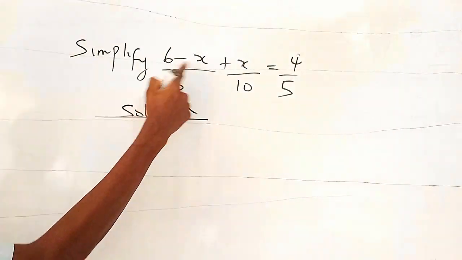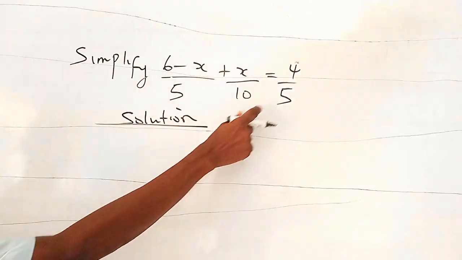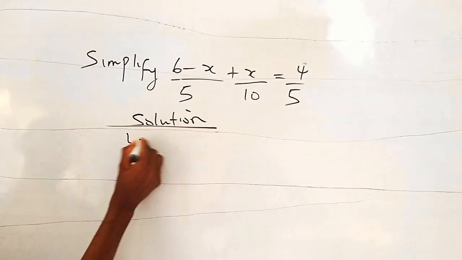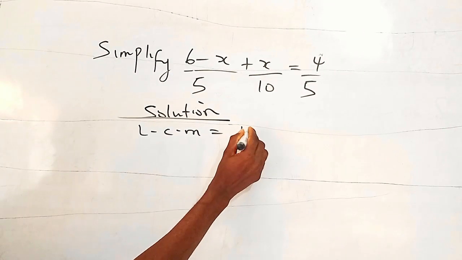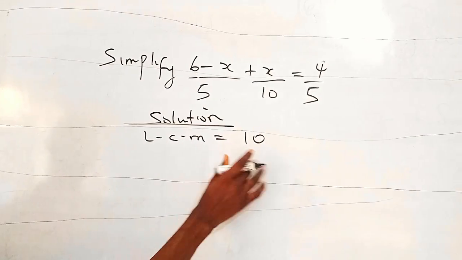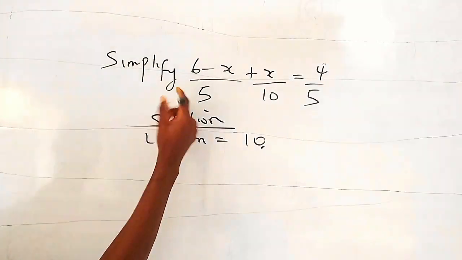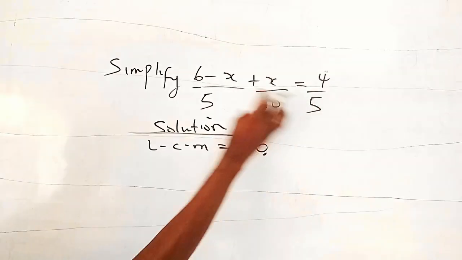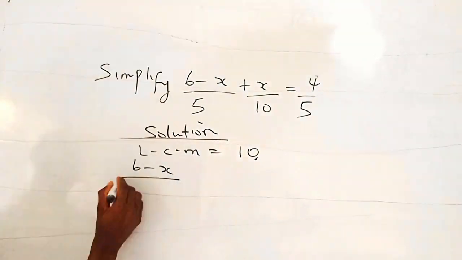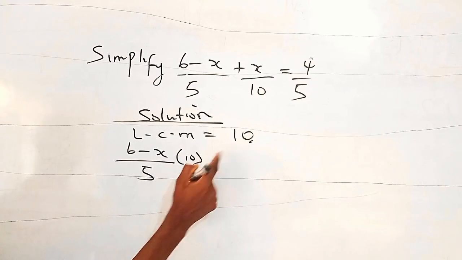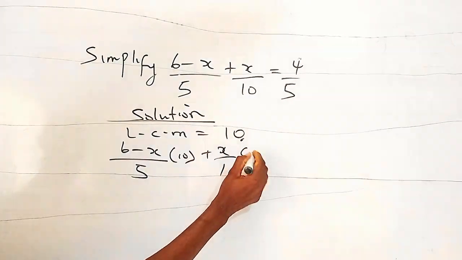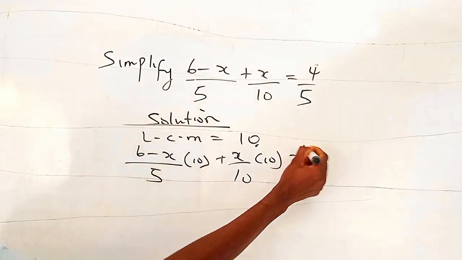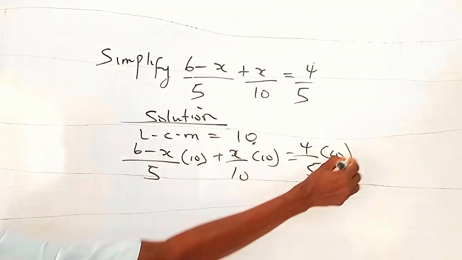So we have 6 minus x over 5, plus x over 10, equals 4 over 5. The first thing we can do here is to look for the LCM of 5, 10, and 5, which is 10. The LCM of the denominators. Okay, so we pick this and multiply it by each fraction. So we have 6 minus x over 5 times 10, plus x over 10 times 10, equals 4 over 5 times 10.